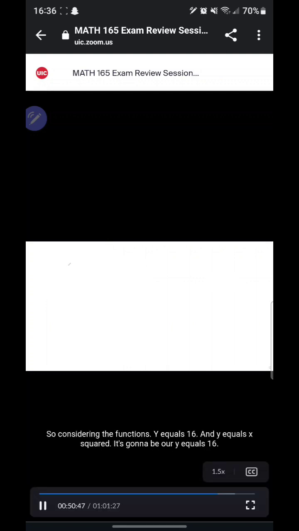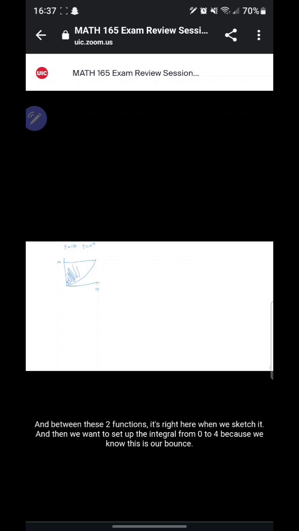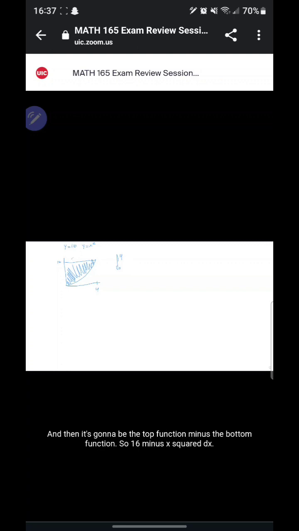So considering the functions y equals 16 and y equals x squared, this is going to be our y equals 16, and then this is going to be y equals x squared. And we know this is going to cross at x equals 4, right? Because 4 squared equals 16. We want to know the area in between these two functions, which is right here when we sketch it. And then we want to set up an integral from 0 to 4 because we know this is our bounds. And then it's going to be the top function minus the bottom function. So 16 minus x squared dx. And then this is going to be 16x minus x cubed over 3 from 0 to 4.